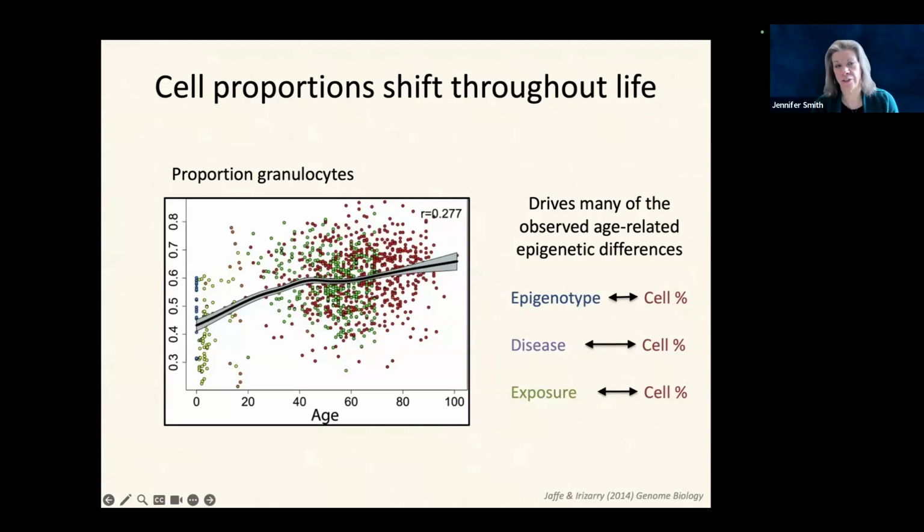Cell proportions also shift throughout life. Okay. So those white blood cell types I talked about, they also change with age. So when you look at the proportion of granulocytes, one of those white blood cell types, in the blood samples, that characteristically rises with age. So that's going to drive some of the observed age-related epigenetic differences that we see. So if we don't take that into consideration in our analysis, it's going to confound our analysis essentially.